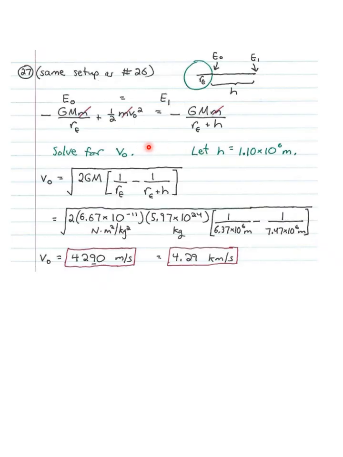Now, you should be able to follow this. I've added this first term to both sides of the equation, leaving me with 1/2 v naught squared. I multiply both sides by 2, leaving me with v naught squared, and then square root both sides. So in the end, I get v naught equals square root of 2GM times the reciprocal of the radius of the Earth minus the reciprocal of the radius of Earth plus h. And then we plug in all the different quantities, and you should get 4290 meters per second, or 4.29 kilometers per second.